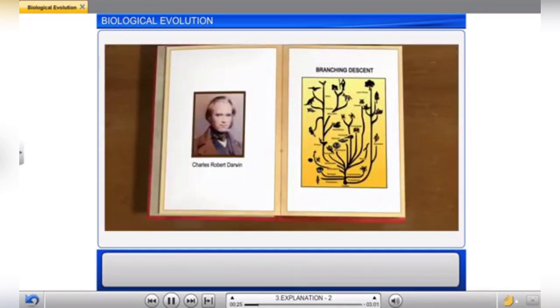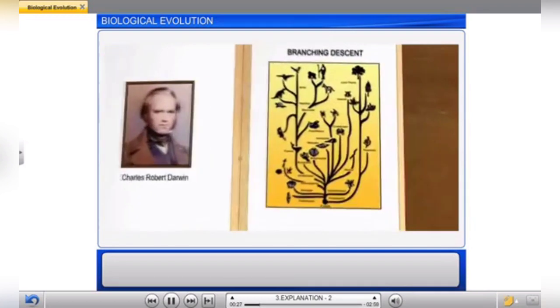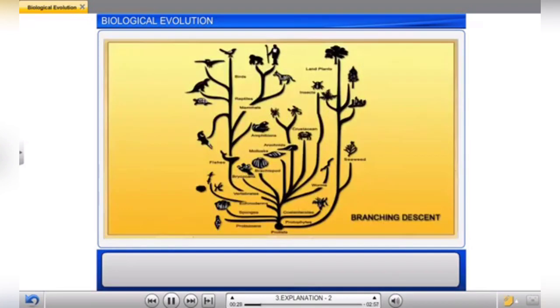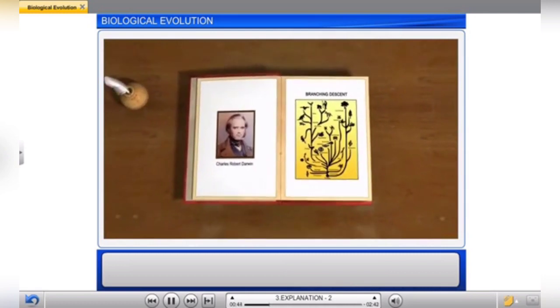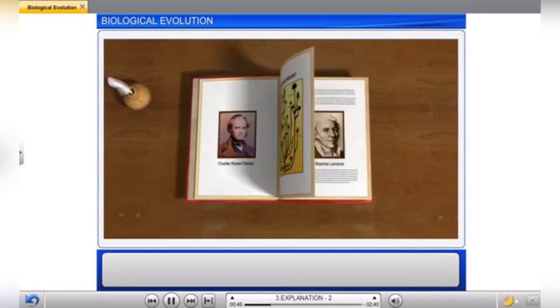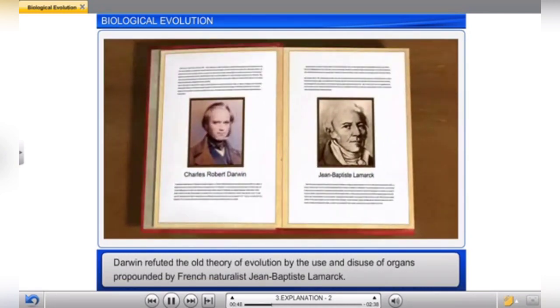Darwin also put forth the concept of branching descent, which explained that various species have evolved from common ancestors by adapting themselves differently. However, this rate of change may have varied across species. In this way, Darwin refuted the old theory of evolution by the use and disuse of organs propounded by French naturalist Jean-Baptiste Lamarck.